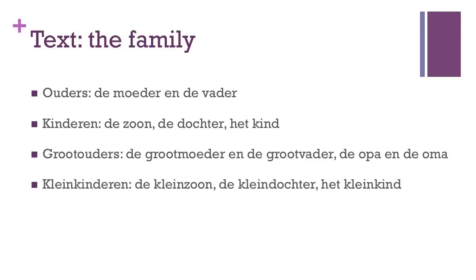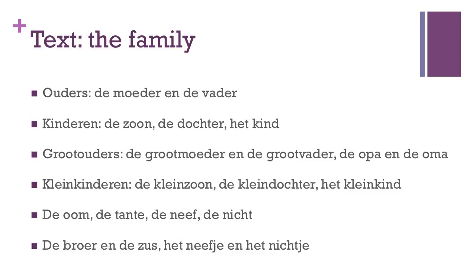Klein is the opposite of groot. It means small. And that's put in grandchildren, kleinkinderen. Kleinzoon and kleindochter mean grandson and granddaughter. Very similar to English. Oom and tante are uncle and aunt. Neef and nicht are both cousin. So there's a feminine and masculine form for the cousins, unlike in English.